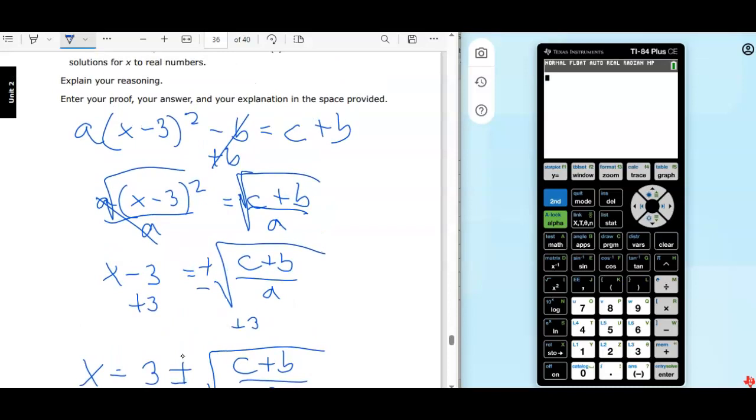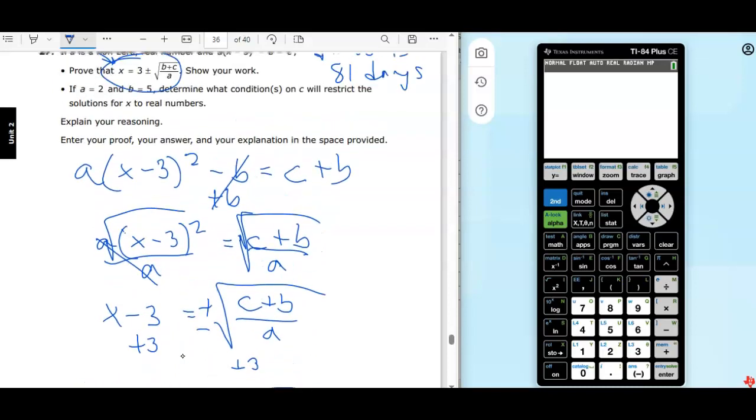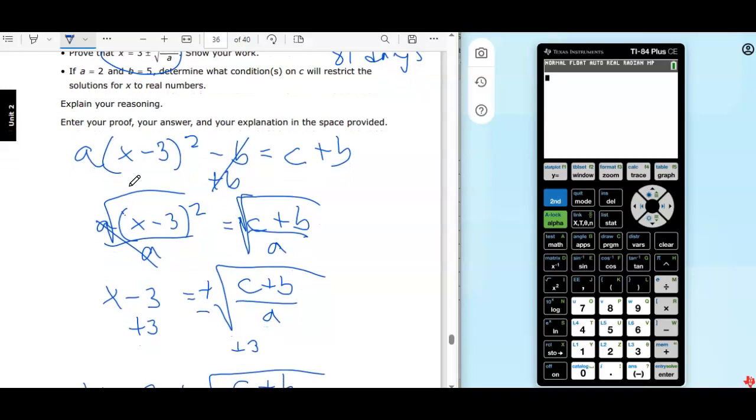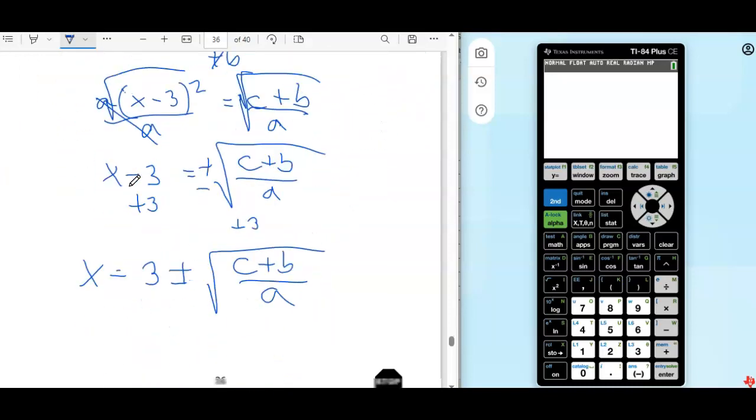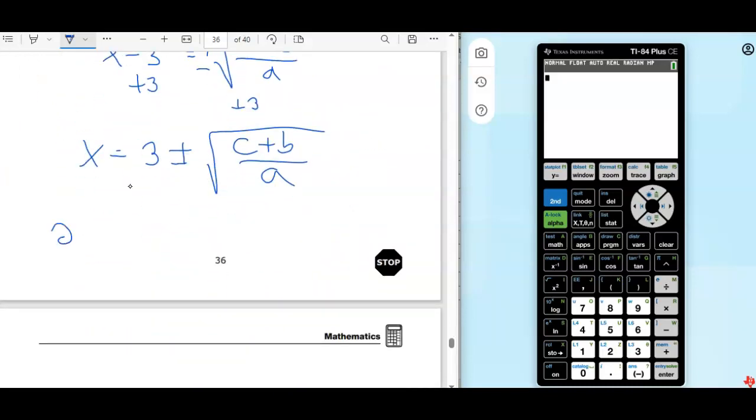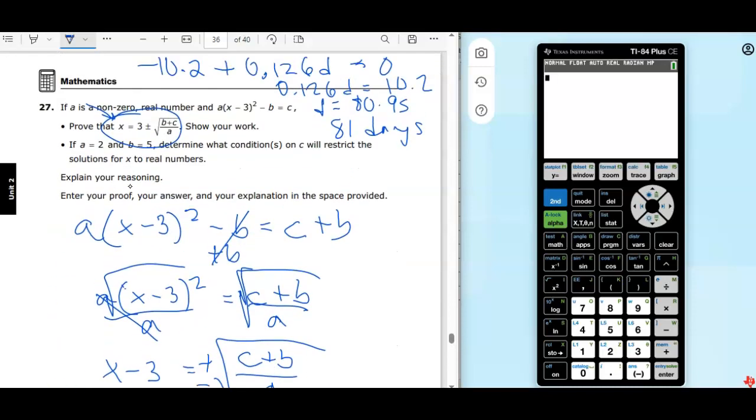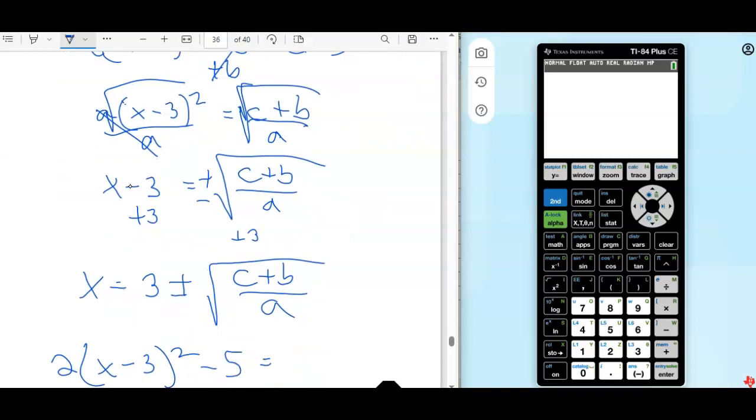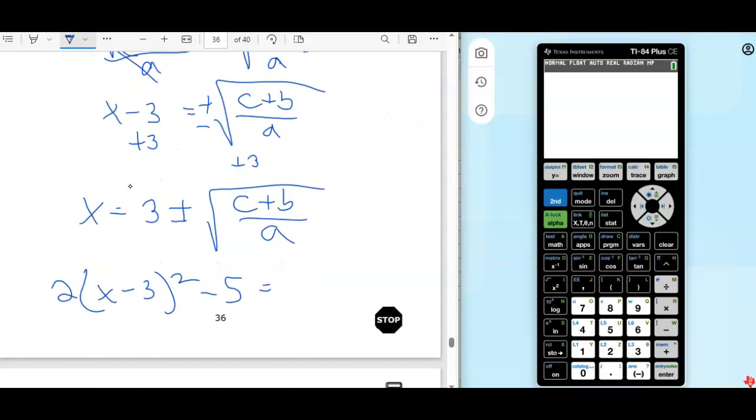All right, so that's just showing your steps, right? That means you're just going to need to show your steps of how you got to this equation, how you got to the solution. Then it says if A equals 2 and B equals 5. So let's go ahead and change that. If we have 2 times (x minus 3) squared, make sure I do this right, minus B, so minus 5, equals C.